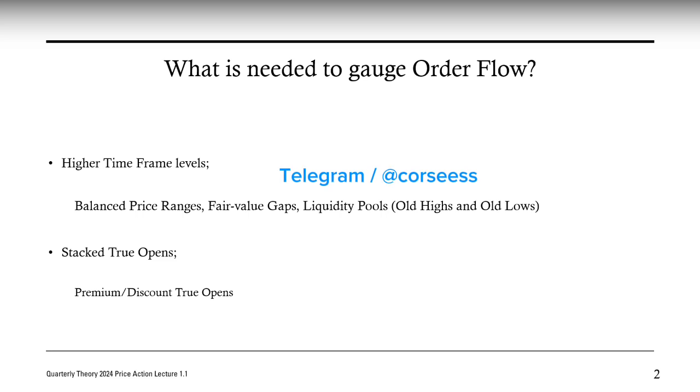And I'll be introducing something new today. I think some of you have been getting close to it. It's stacked through opens, right? So basically it's premium and discount through opens, right? And now I'll give you guys a visual depiction of the higher time frame levels and what to look for.